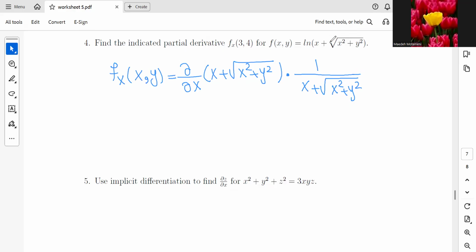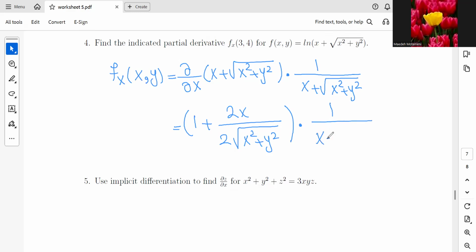Because if it was only ln of x, the derivative would be 1 over x. Based on this, we write 1 over whatever we have as the derivative. And since it's using chain rule, we're going to multiply this by the derivative of the inside, which will be 1 plus 2x over 2 square root of x squared plus y squared, times 1 over x plus square root of x squared plus y squared. And we're going to plug in 3 for x and 4 for y, and the answer would be 1 over 5.